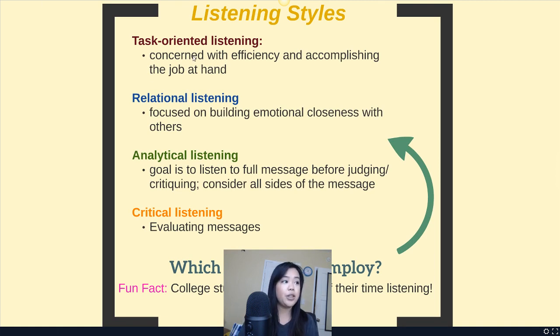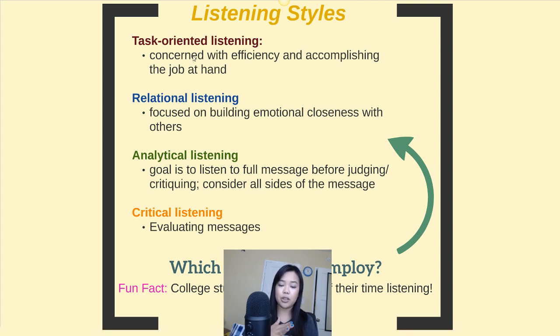So the first one up here you see in brown is the task-oriented listening. This is when we're concerned with, what do I have to do? Tell me what I need to do. And this is usually when your boss, your supervisor, your manager is giving you instructions. And so you are engaging in task-oriented listening because you are concerned with accomplishing a goal. You want to finish a job. You want to do something, that's task-oriented listening.